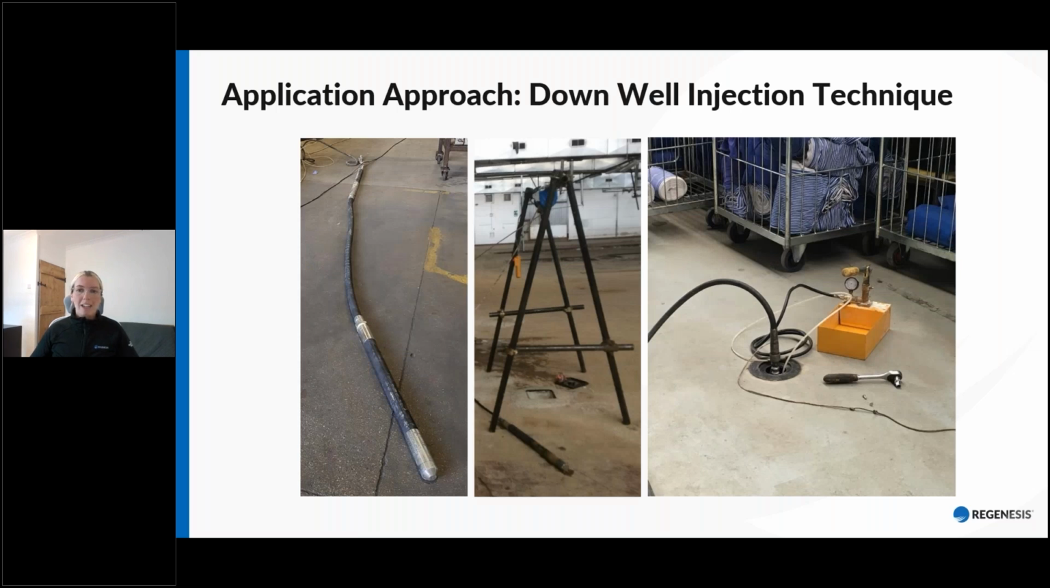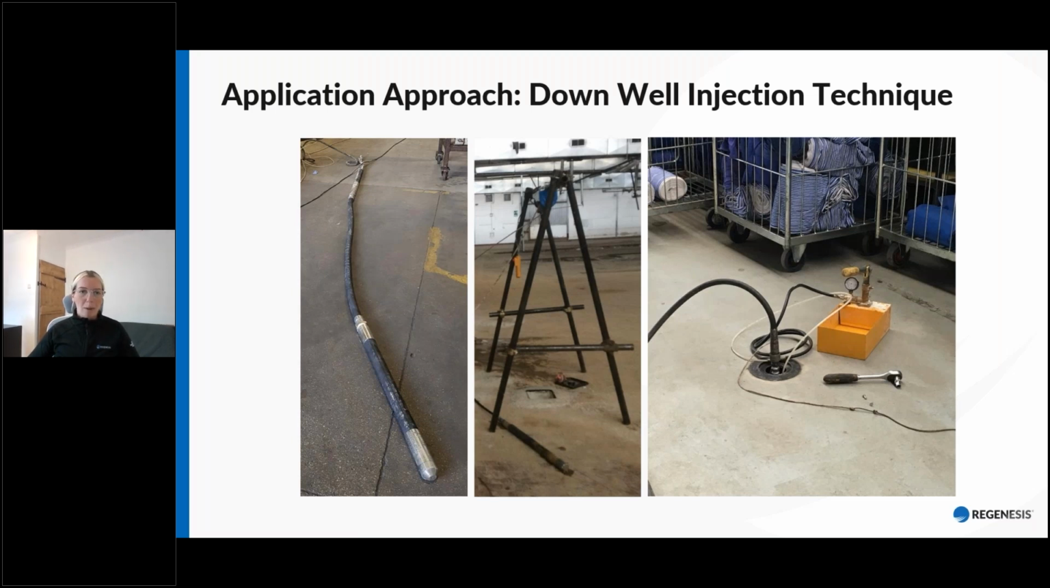The second injection technique that REGENESIS commonly uses is down the well injection, and this utilises injection wells which are of a similar construction to monitoring wells. A single or double packer is placed inside the well and inflated by water or compressed air to form a seal. And this allows the injection of remedial fluid under pressure into discrete horizons within the well.